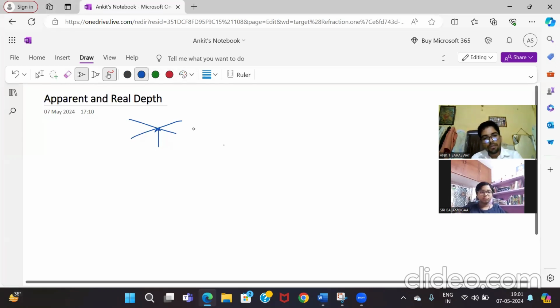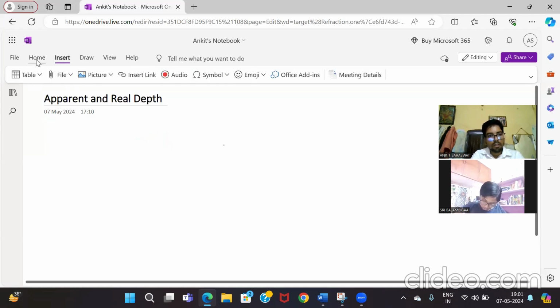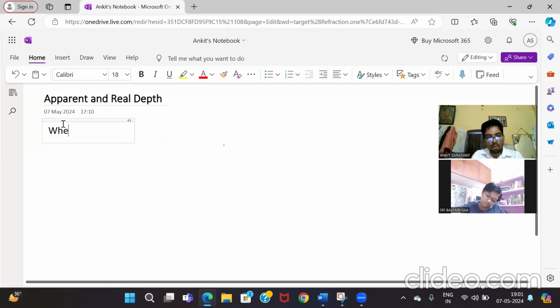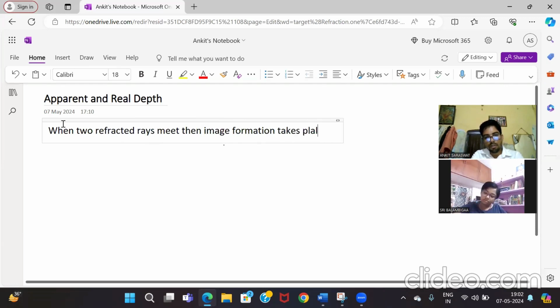In the similar way, when two refracted rays meet, then image formation takes place. Clear?